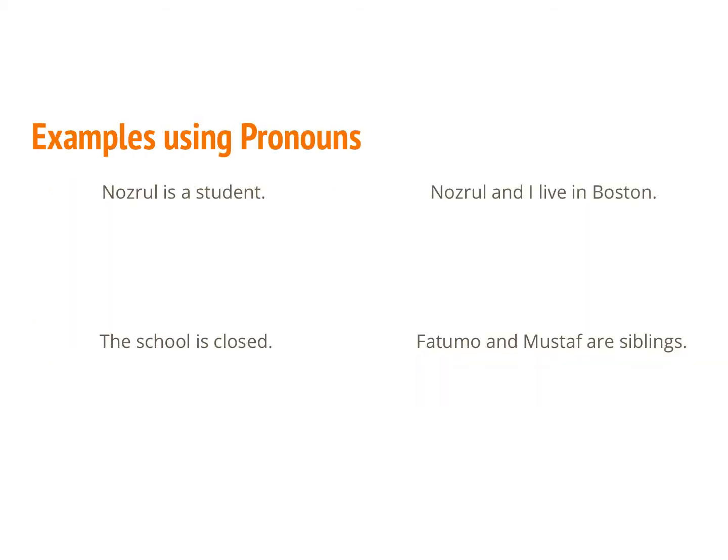Now let's take a look at some examples where we are going to use pronouns. The first sentence says, Nazrul is a student. I know that the noun in the sentence is Nazrul. So now I need to figure out what pronoun to use in place of Nazrul. The pronoun that I'm going to choose is he, because Nazrul is a boy. He is a student. Making sure that I have a capital letter in the beginning and a period at the end.